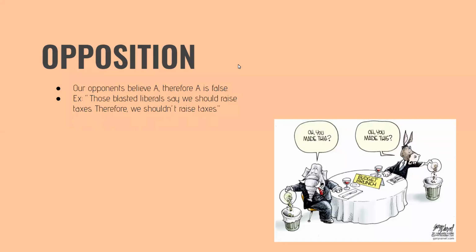The opposition fallacy comes from dividing people into our group, which has the truth, and our opponents, who are totally wrong. Opposition: our opponents believe A, therefore A is false. For example, we could say, "Those blasted liberals say we shouldn't raise taxes. Therefore, we should raise taxes." The problem here is that our opponents may be right.